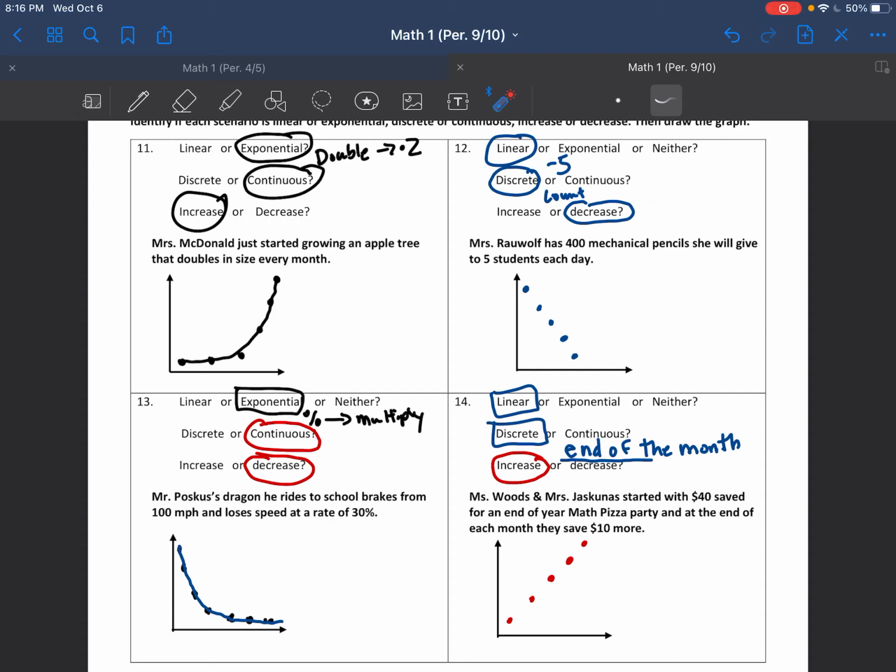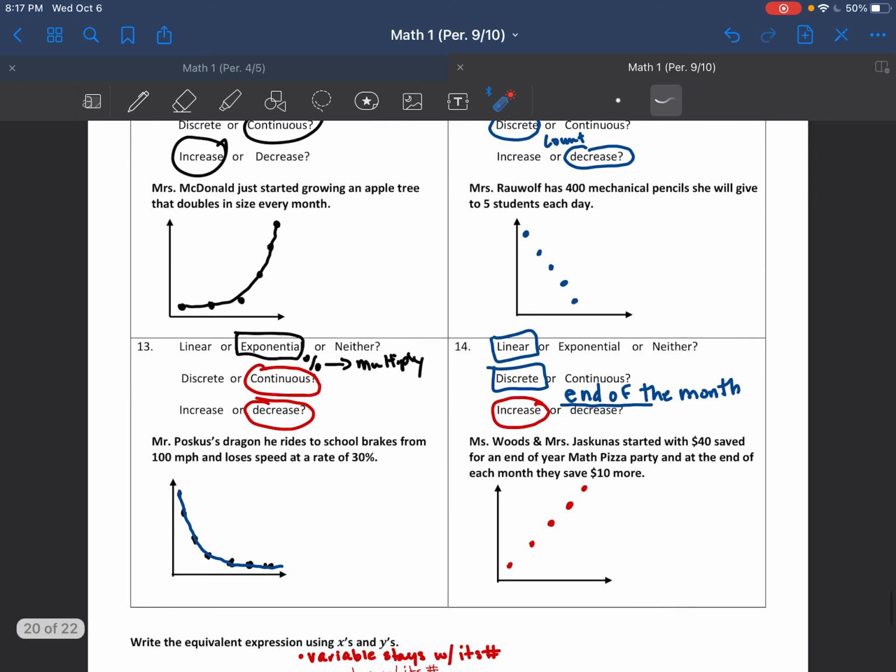12 is Miss Rolfe has 400 mechanical pencils. She would give to 5 students each day. It's linear because I'm giving that away. That's subtracting 5. Discrete because you count the number of mechanical pencils. It's decreasing because I'm giving them away. So here's what a potential graph will look like. It's straight, going down, and it's got just dots that aren't connected.